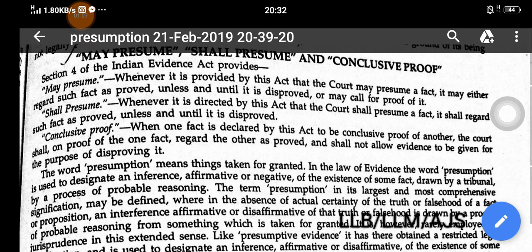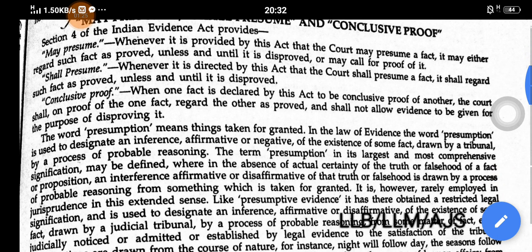So there are two options. The court may presume a fact. It may either, option number 1, regard such fact as proved. But there is a condition. It may regard such fact as proved only on the condition that unless and until it is disproved. And option number 2, or may call for proof of it.